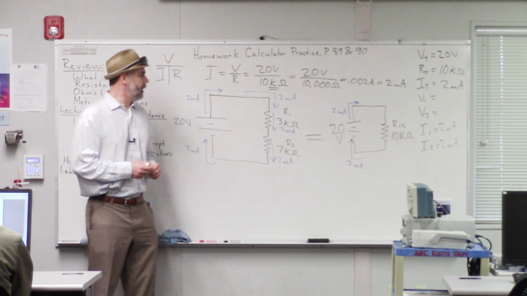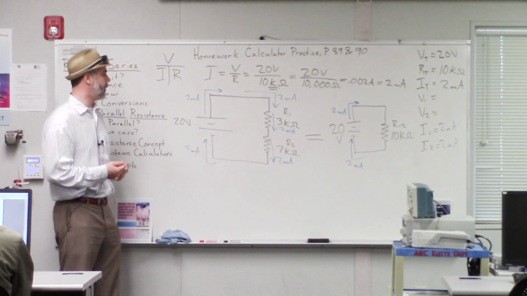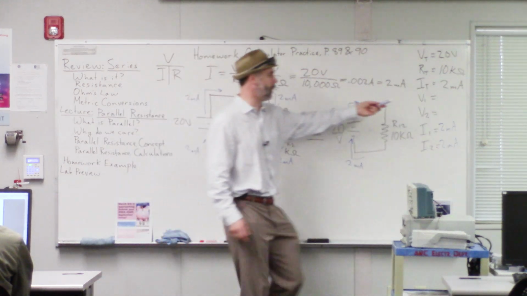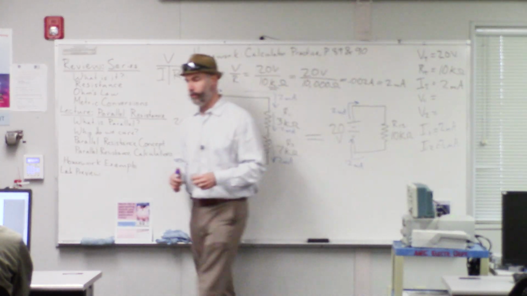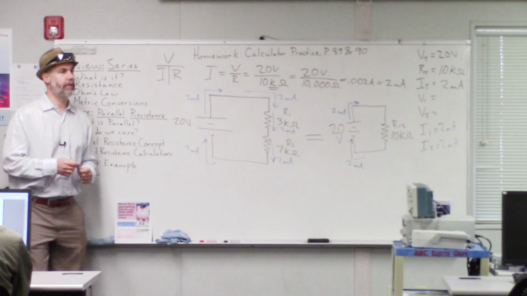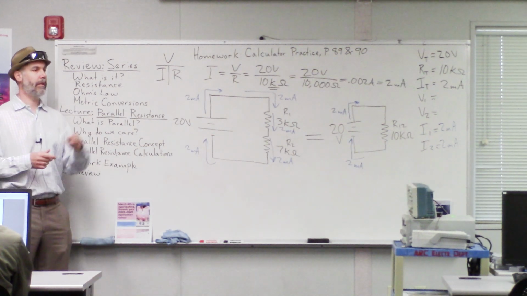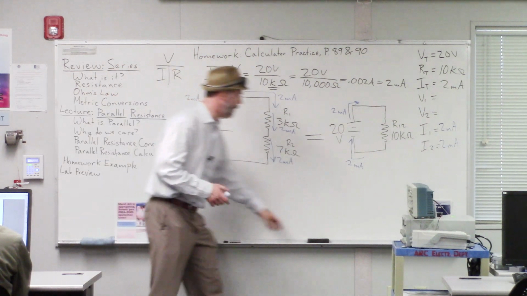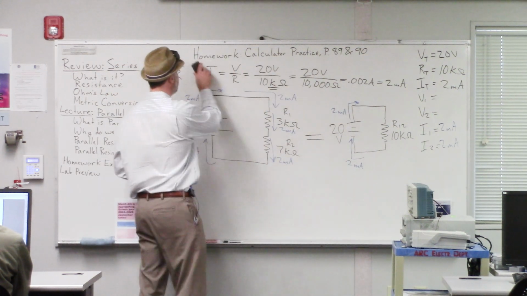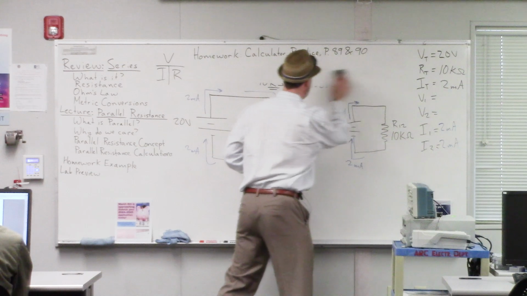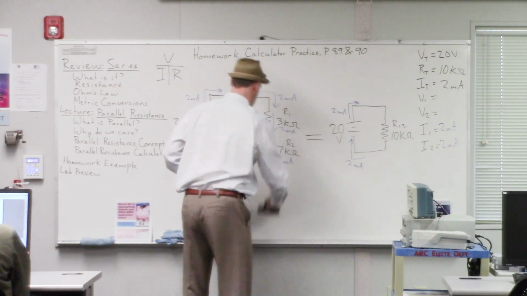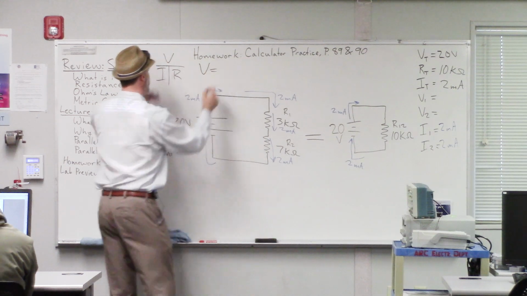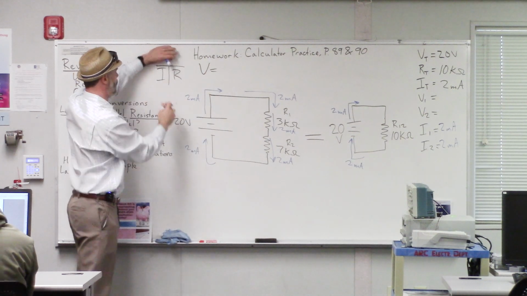Okay, so then the last two things that we have to calculate are V1 and V2. So how can we figure those out? Yeah, exactly. Ohm's law again. We're trying to find the voltage. So we can say V equals, we cover that up. We see that it's I times R.